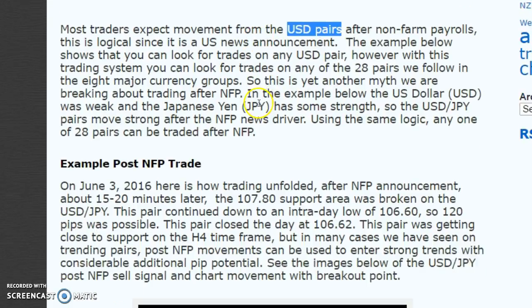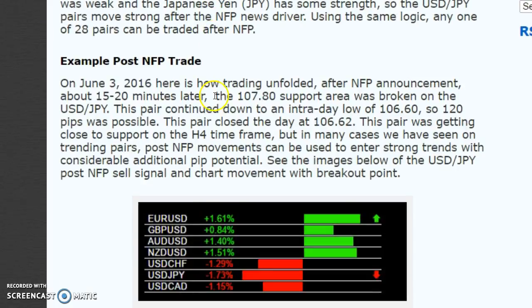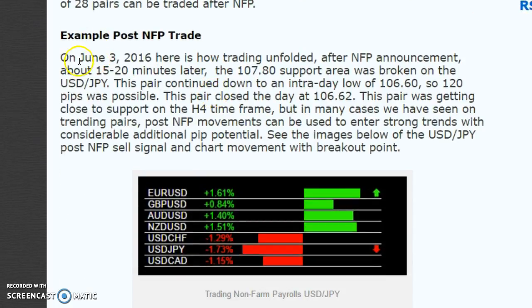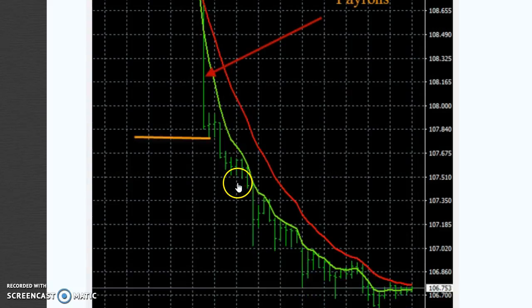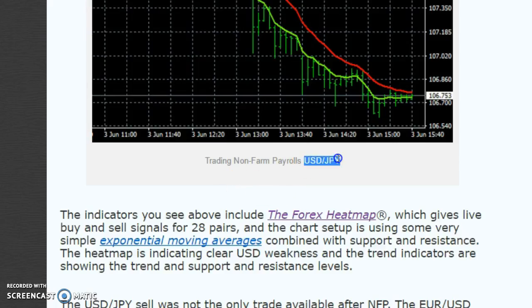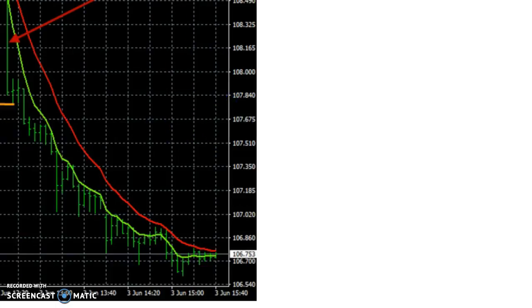Now, the example we're going to show you is on a US dollar pair, but once again, you can trade 28 pairs using this method after non-farm payrolls. So here's an example trade. This trade occurred on June 3rd of this year, 2016, and here's how everything happened. The first thing you had was the non-farm payrolls news driver. That's right when the news occurred at 7:30 Central, 8:30 Eastern, and this is the US dollar against the yen.